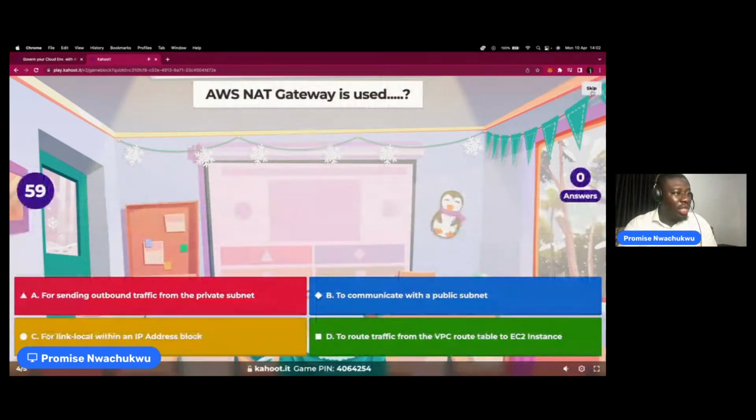AWS NAT gateway is used for what? We have the first answer in already. What makes me somehow feel this is Lao as well? Lao, do you have some script somewhere you're using or something? Because the rate at which the answers are coming in at less than 10 seconds, I'm suspecting you, Lao.